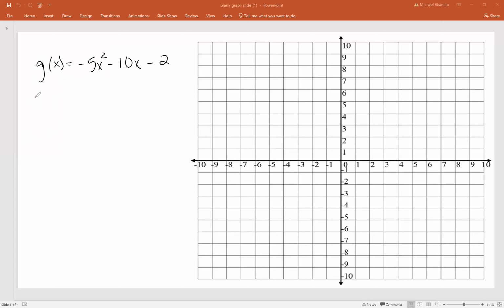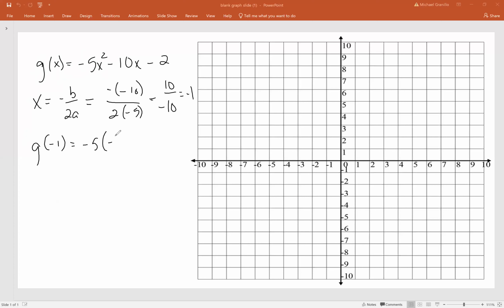So the first thing we want to do is -b over 2a. So -10, because remember that negative sign goes with the 10, over 2 times -5. So what do we get? 10 over -10 equals -1. So my x value is -1. Now, what do I do with that? Well, I got to plug it back into this original equation here.